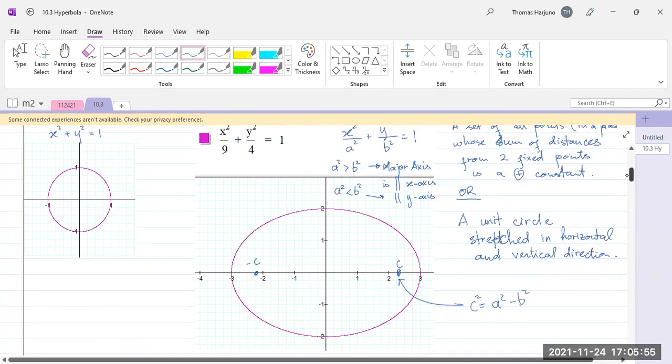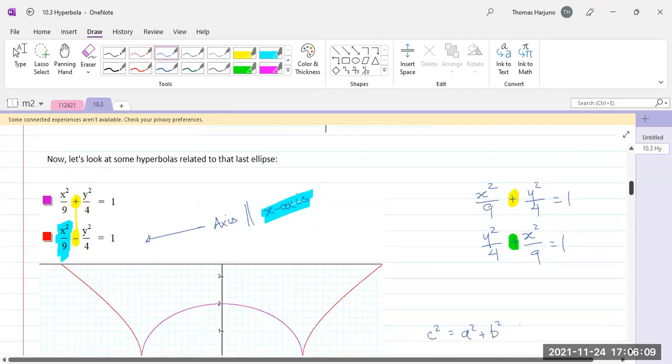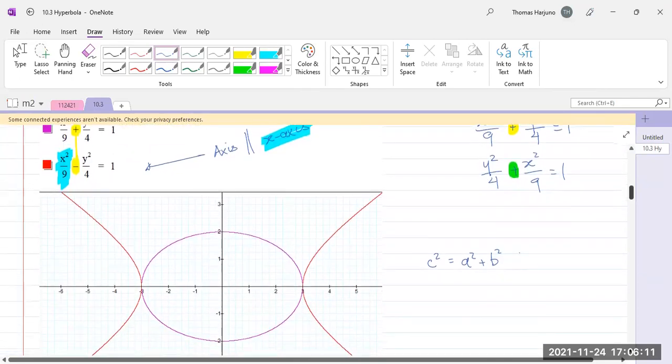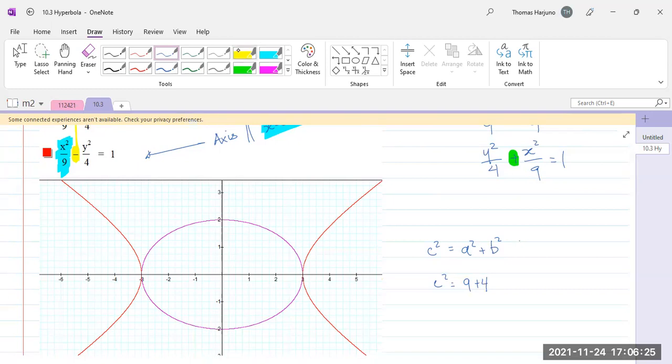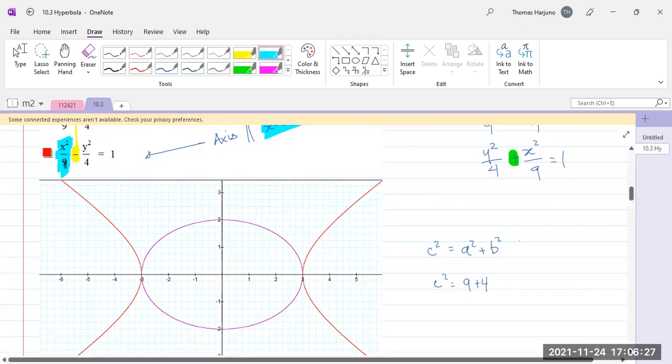These are the foci of an ellipse, right? Now, c squared is a squared minus b squared, so c must be less than a. Now, what if we have this one here? If we put into computation, c squared equals 9 plus 4. Notice that 9 is already a squared.